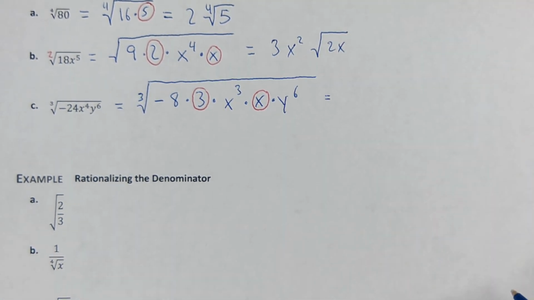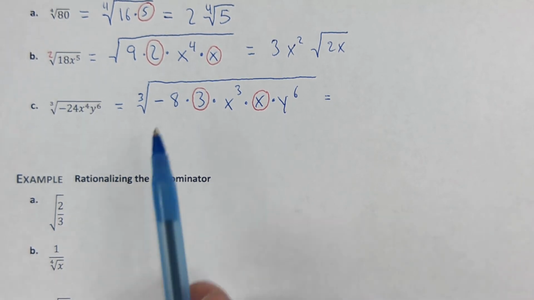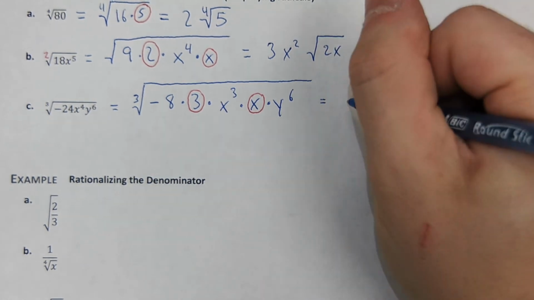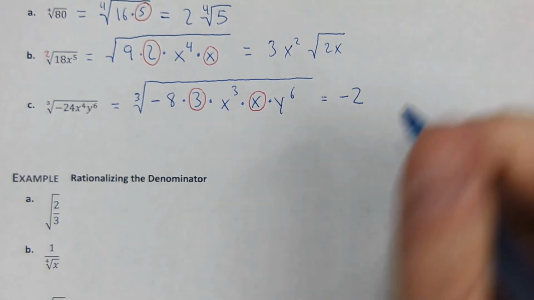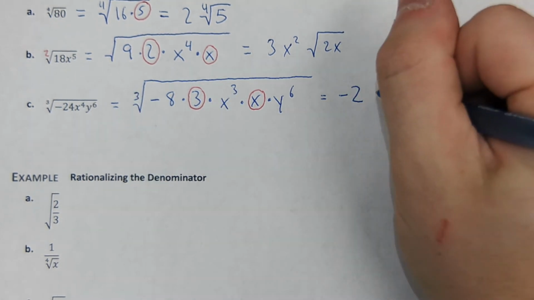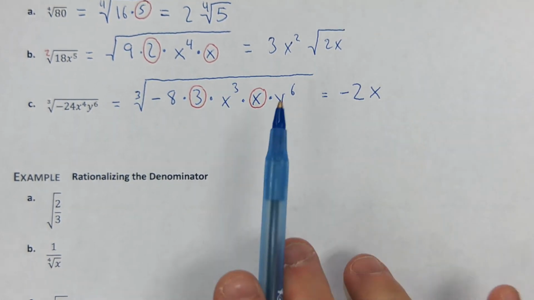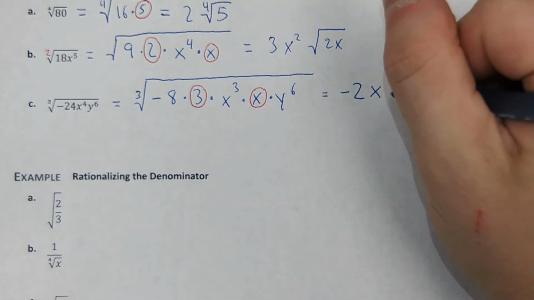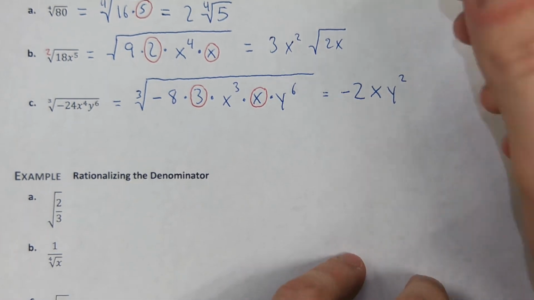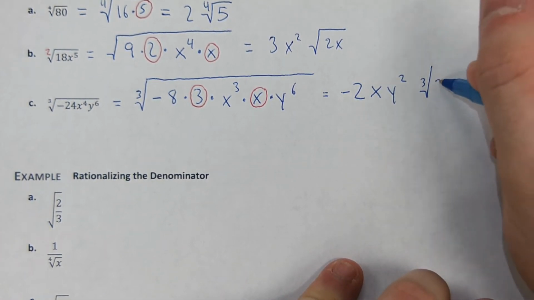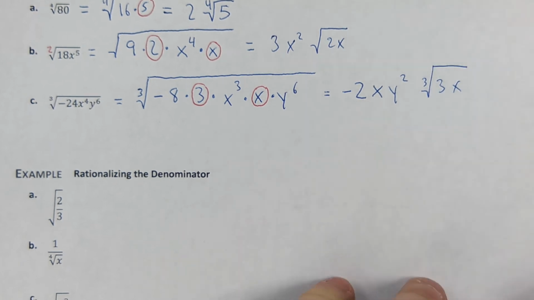And here we go. Anything that doesn't have a circle on it, I could take the cube root of. Cube root of 8 we said was 2, so the cube root of negative 8 is negative 2. Dividing this exponent by this root type gives us a 1, so I have an x on the outside. Dividing this exponent by our root type, which is a 3, gives me 6 divided by 3, which is 2. So y squared comes out. And the things I circled are stuck inside this cube root.